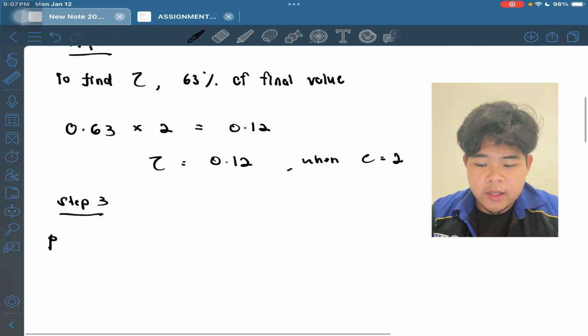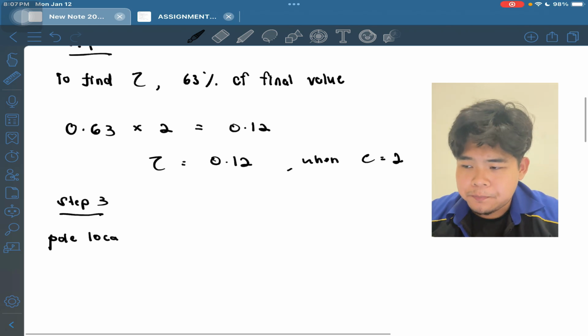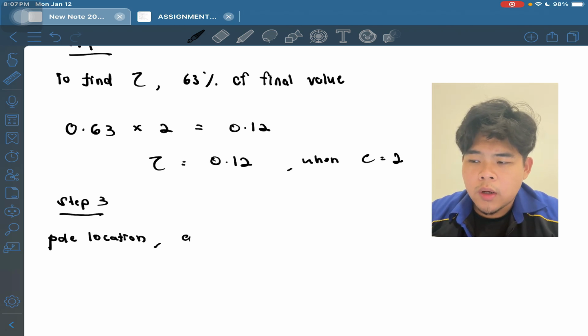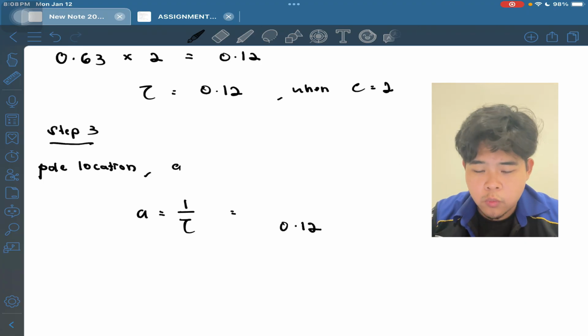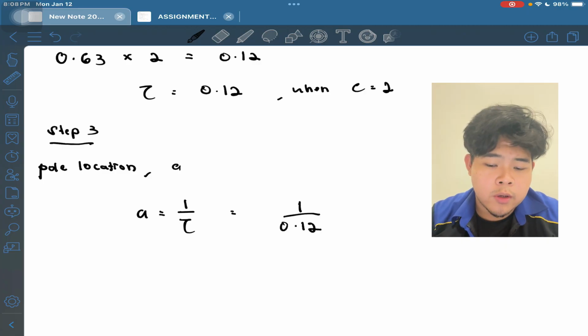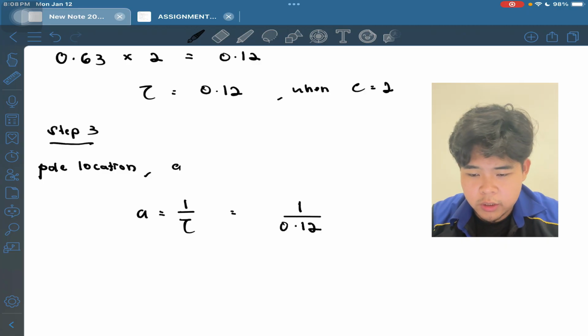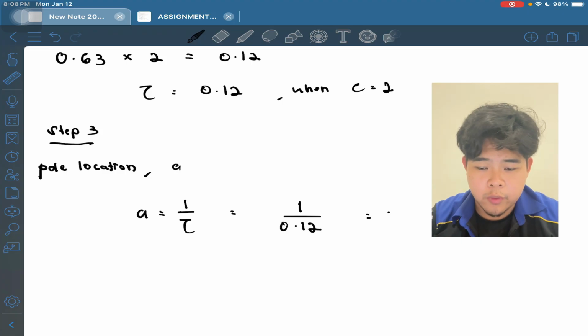So step 3 is the pole location. Okay, so pole location a is simply just 1 divided by tau. So our pole is a equals 1 over tau. So a equals 1 over 0.12, and our pole location is 8.33.